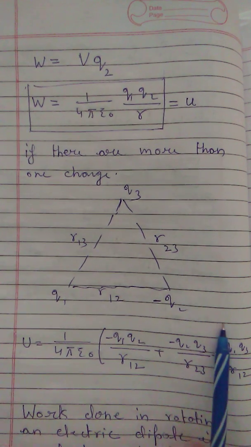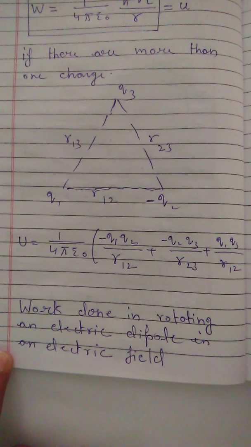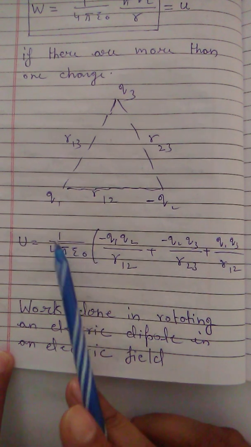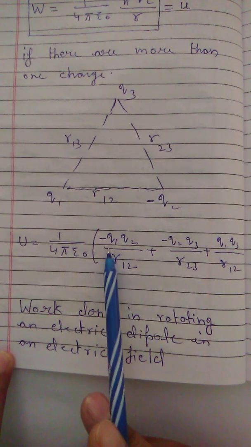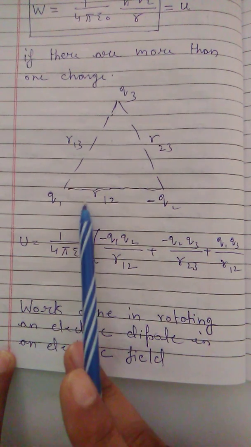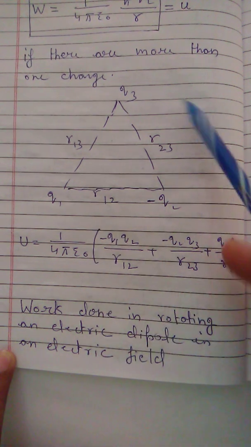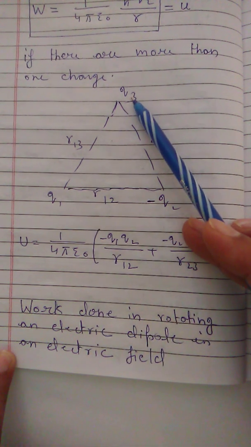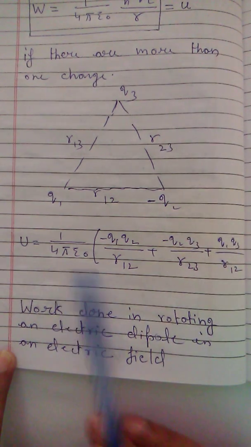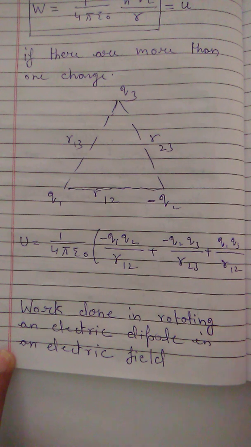Now suppose there are more than two charges. In that case the potential energy will be given by 1 upon 4 pi epsilon 0, which is common. So we are having different charges. Say this is Q1, the distance between Q1 and Q2 is R12, this is minus Q2, and suppose we also have a Q3 charge. So what we are doing is calculating the potential difference, which is given by this expression.